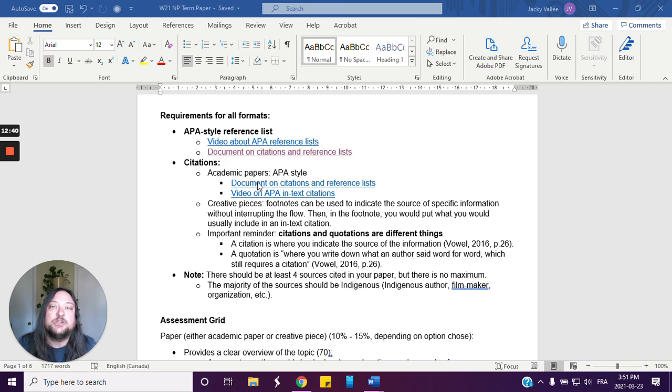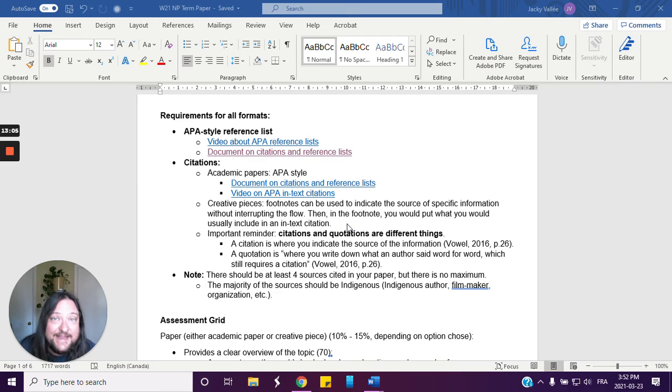Those of you who are choosing options 1, 3, and 4, where there's an academic paper, are going to do your in-text citations APA style with the author, date, and sometimes page number. Again, here is the link to the same document, which has both citations and reference lists, and here's a video specifically about in-text citations.